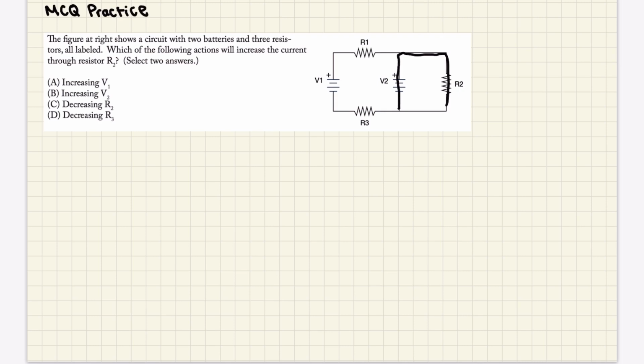We know that this loop is 0 voltage at the end. This loop is also 0 voltage at the end. Those are the only two we care about. There is also just this loop right here, but that doesn't have R2, and we want R2.